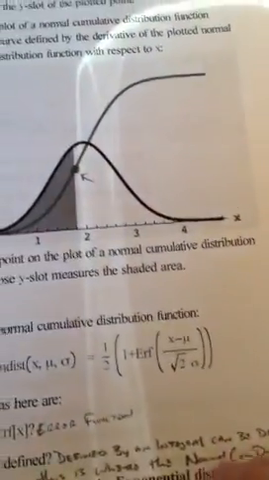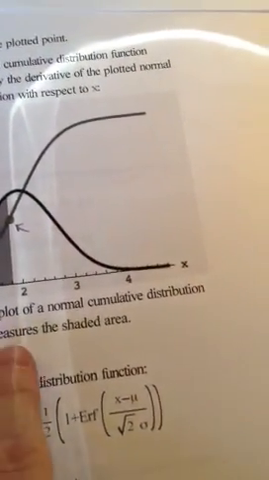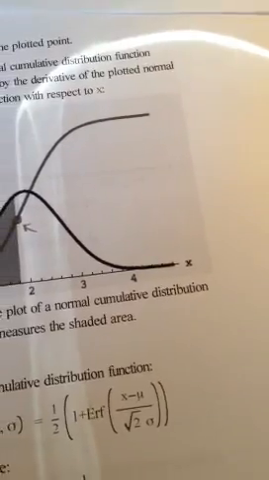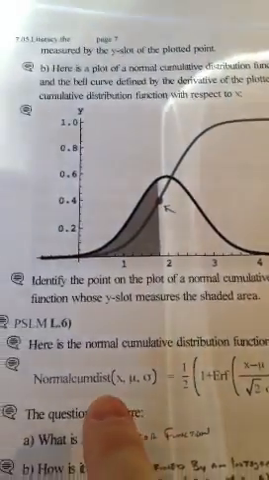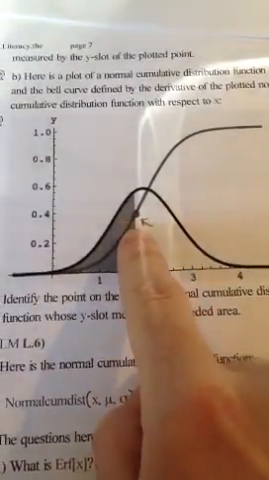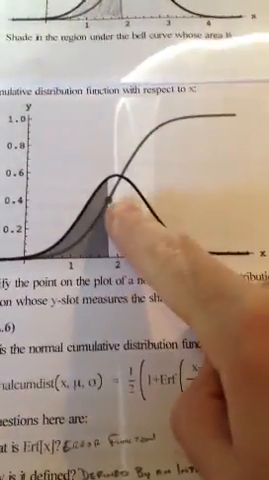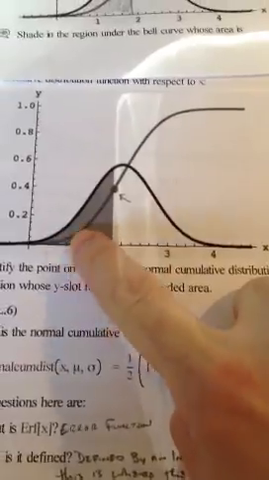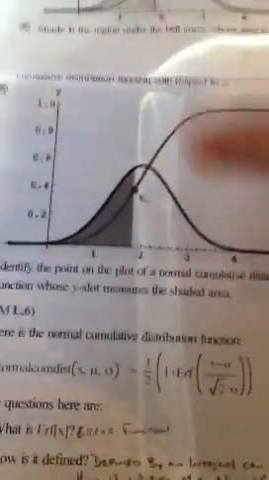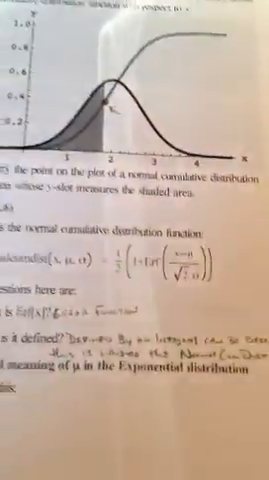All right, moving forward here. Identify the point of the normal cumulative distribution function whose y-slope measures in the shaded area. So there's that point there. Similar to what we just did, now we're just telling where the point is, and the shading was done for us ahead of time. So we kind of reversed what we were trying to do there.